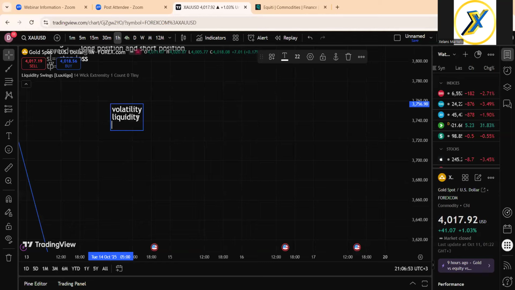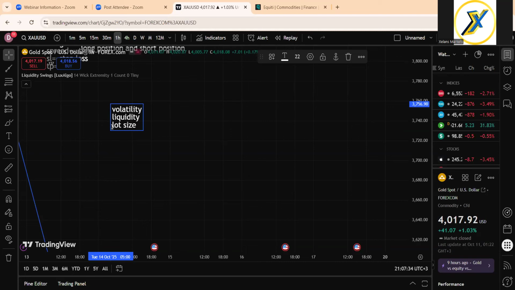And then we have what we call the lot size. It is one of the most important concepts every beginner must understand before placing a trade. A lot is basically the size, or let me put it in simpler words, the volume of your trade. Lot size, yeah, like that.